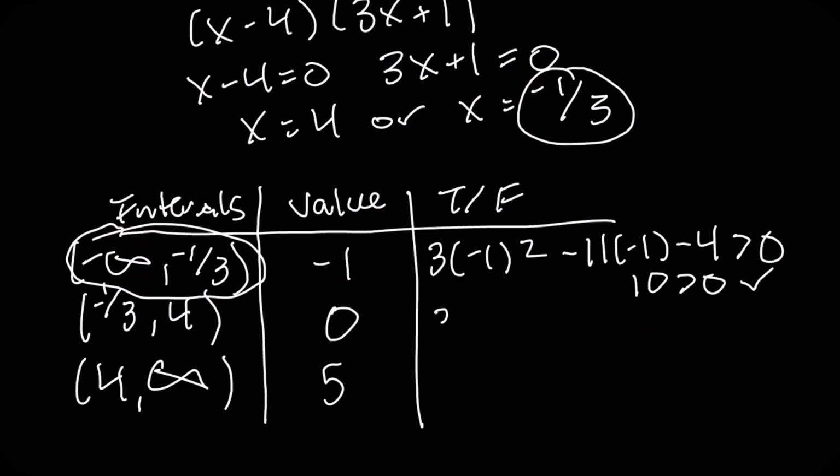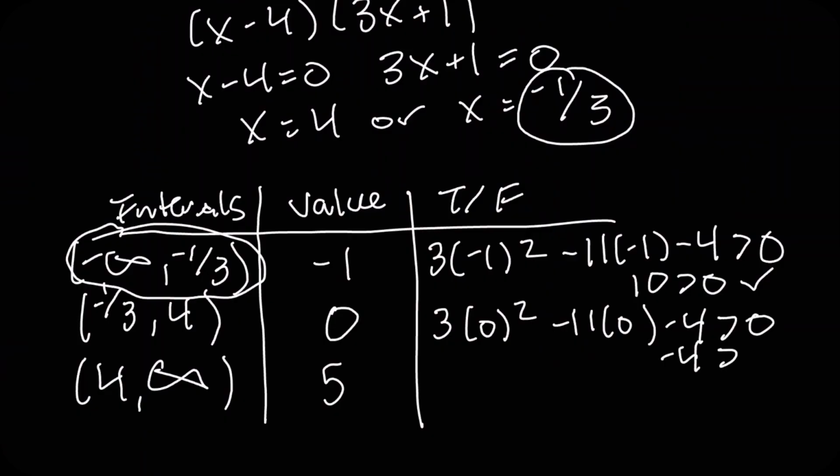So 3 times 0 squared minus 11 times 0 minus 4, and see if that's greater than 0. That'll get us a negative 4 greater than 0, which does not make any sense. So this one is not going to be included. And our last one is to test this 5 value.